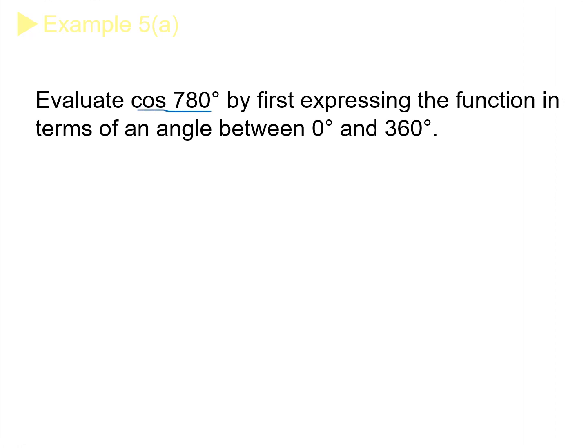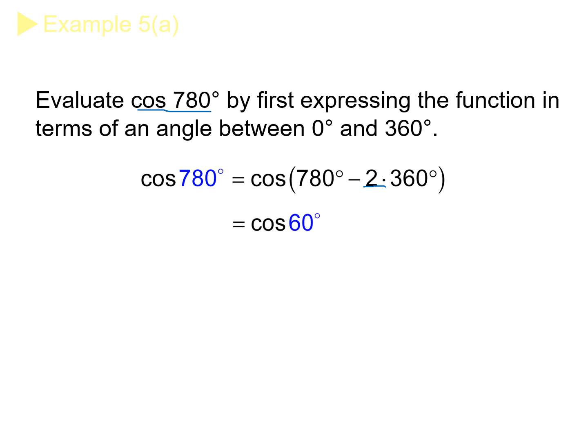Now, evaluate the cosine of 780. When we divide 780 by 360, it's 2 point something. So let's find the coterminal angle. To find the coterminal angle, we're going to find the cosine of 780 minus 2 times 360. So that is 60 degrees. So cosine of 780 is coterminal with the cosine of 60. And we're looking for the cosine of 60, which is 1/2.